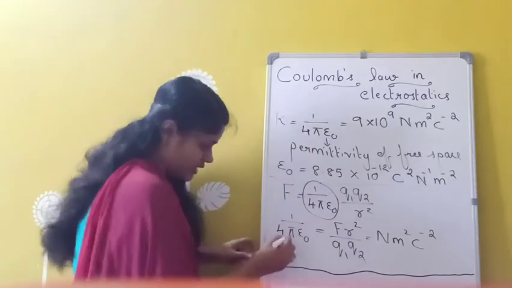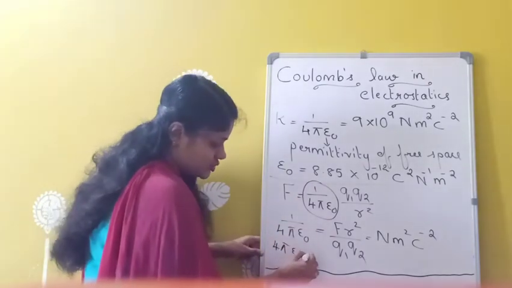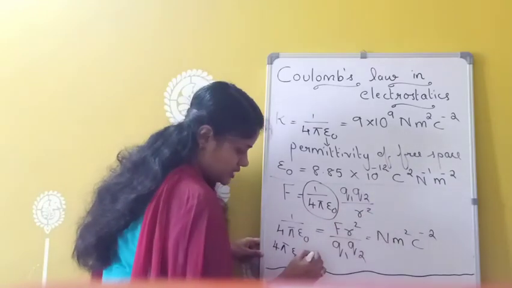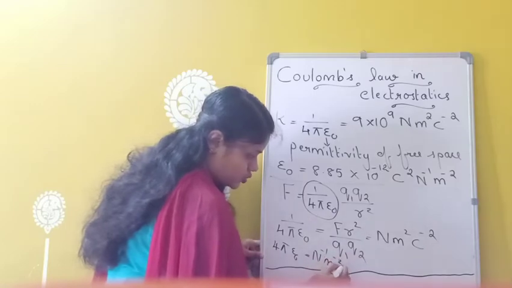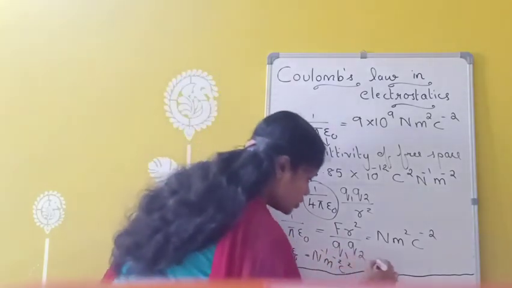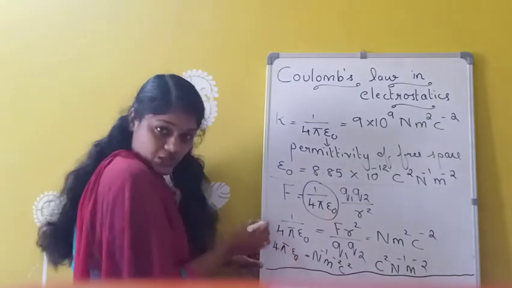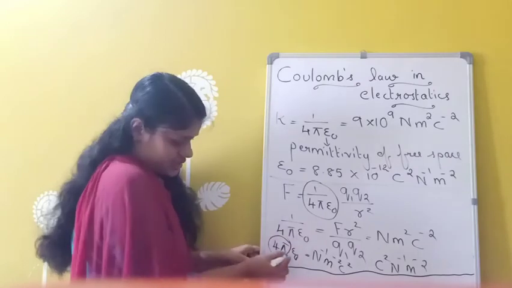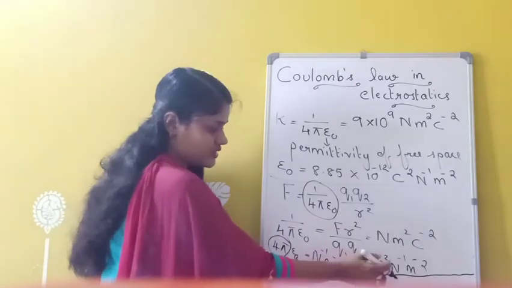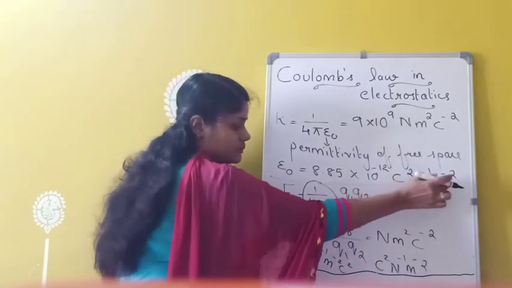I am taking the reciprocal. I will be getting 4 pi epsilon 0. Take the reciprocal, and this unit also we can take reciprocal. So it becomes Newton raised to minus 1, meter raised to minus 2 and coulomb square. That means coulomb square per Newton meter square. Okay, this is the unit of 4 pi epsilon 0. But we know 4 and pi do not have any unit, so they are simply constants. So this epsilon 0 unit is now which one? Coulomb square per Newton meter square.